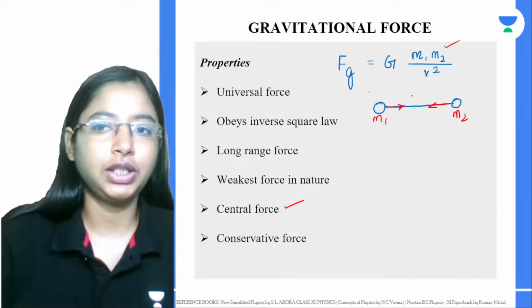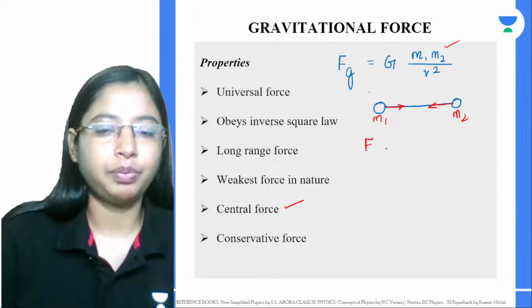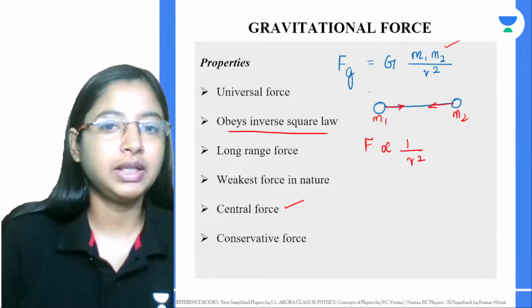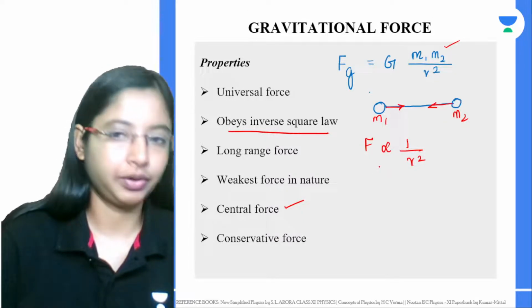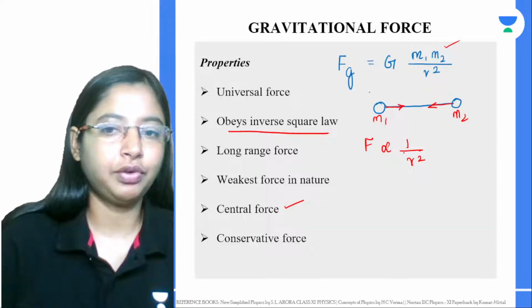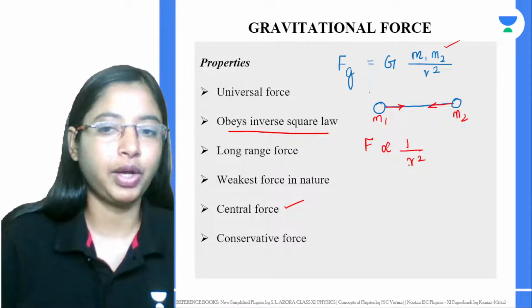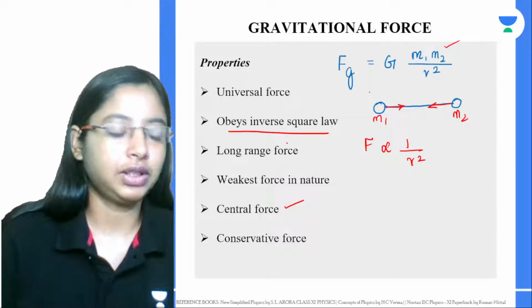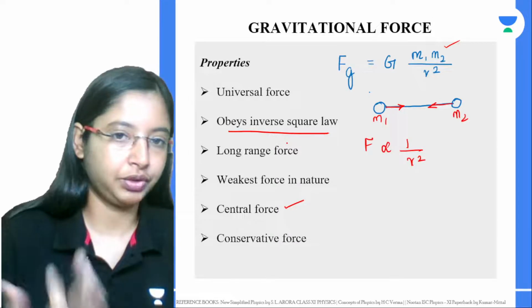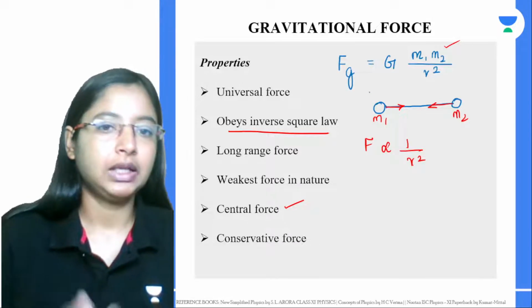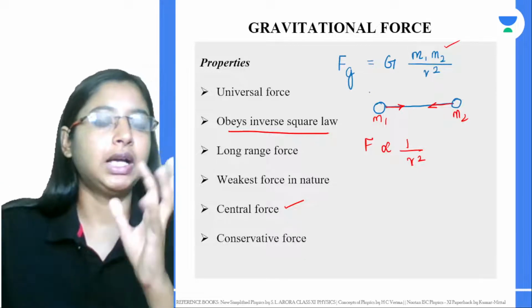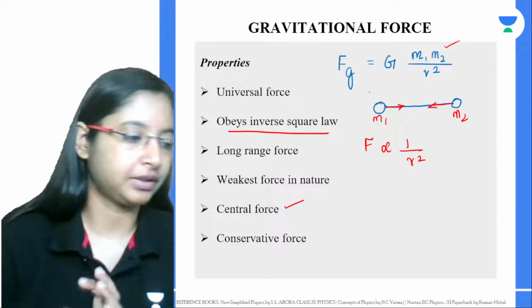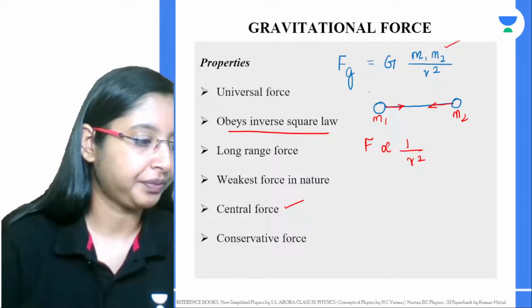Here, F is proportional to 1 by r squared. So from there you can say it obeys the inverse square law. The force is inversely proportional to the square of the distance between the objects. This means that as you go further away, the intensity, the strength of that force, decreases.